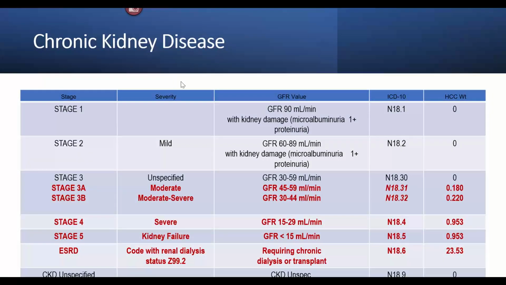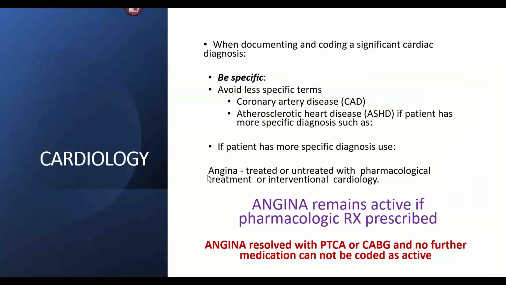Chronic kidney disease is very, very important to code. Stages 1, 2, and the unspecified stage 3, N18.30, don't RAF, and you never want to use the unspecified stage 3. Now they've differentiated stage 3A and 3B based on the GFR, and N18.31 and N18.32 do code. The others don't code, but if you have them with diabetes, you get credit for diabetes with complications. So always code to the most specific stage.